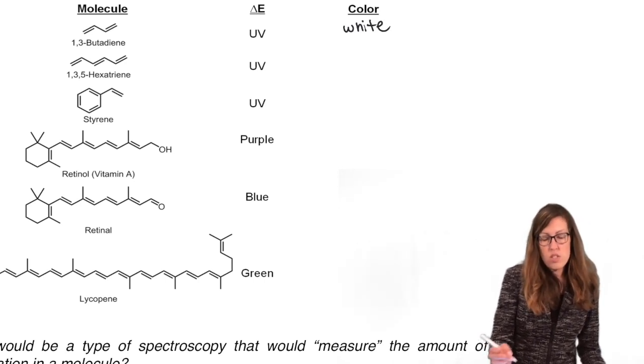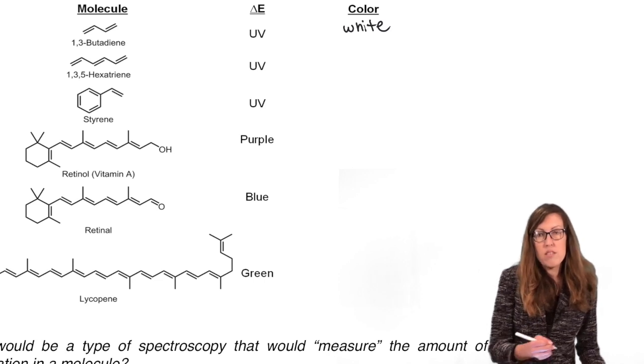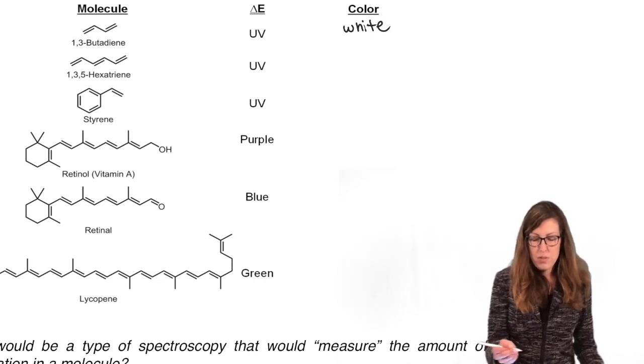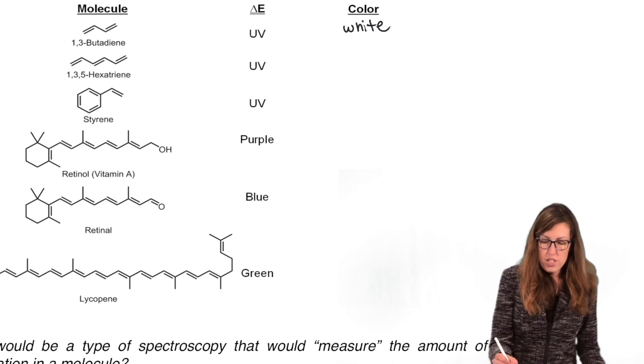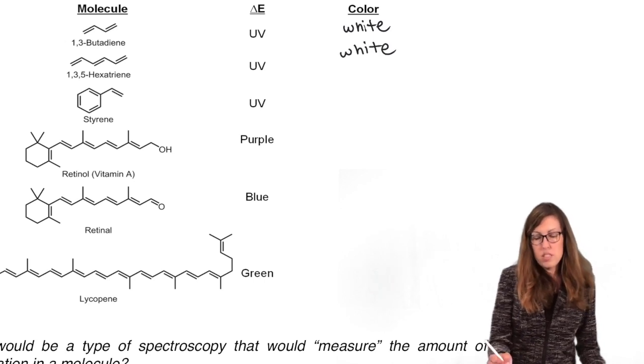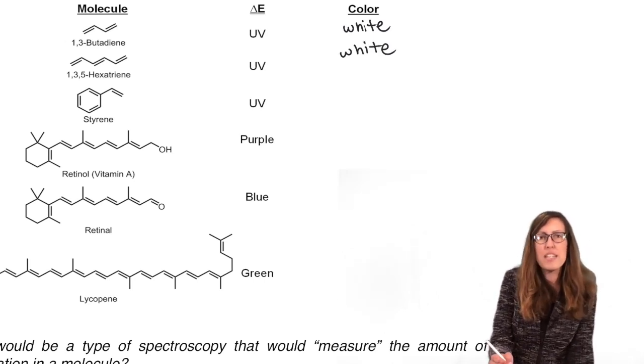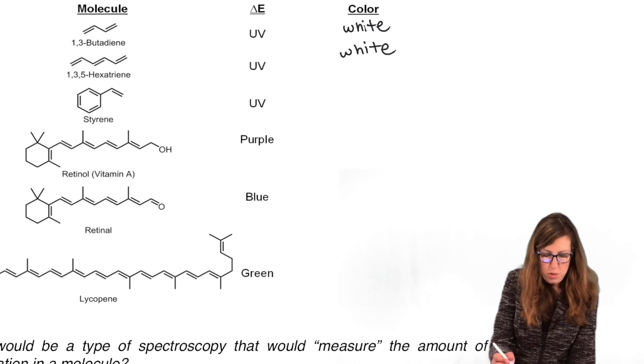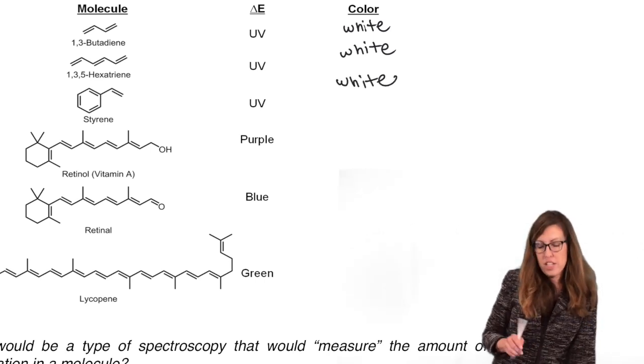And look at even conjugated with 6 atoms. So we've increased the conjugation. Sure, it's lower energy than the previous one. We're still in the UV range. It takes a while. Styrene is highly conjugated. Polystyrene is what your coffee cups are made out of, the disposable ones anyway. Still white. It takes a lot of conjugation to finally see some color.